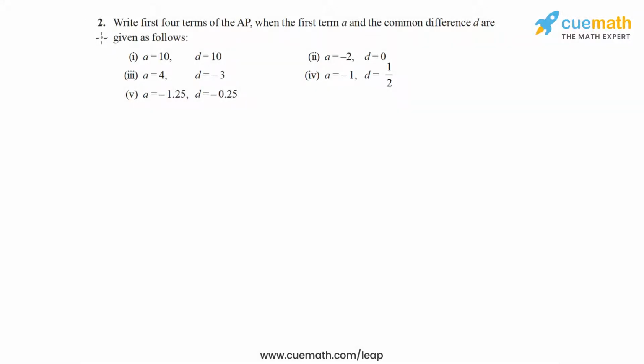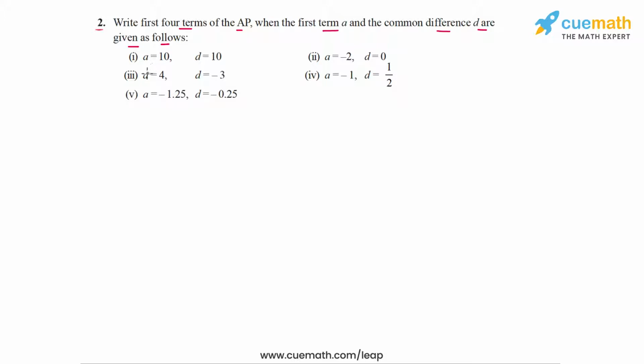Okay, here's what the problem statement says in question 2. Write the first 4 terms of the AP when the first term A and the common difference D are given as follows. So we have 5 parts. In each part we are given the first term, we are given the common difference, and we have to write the first 4 terms of the AP.